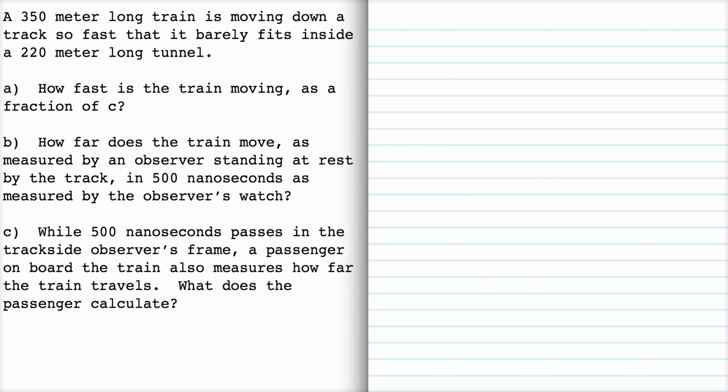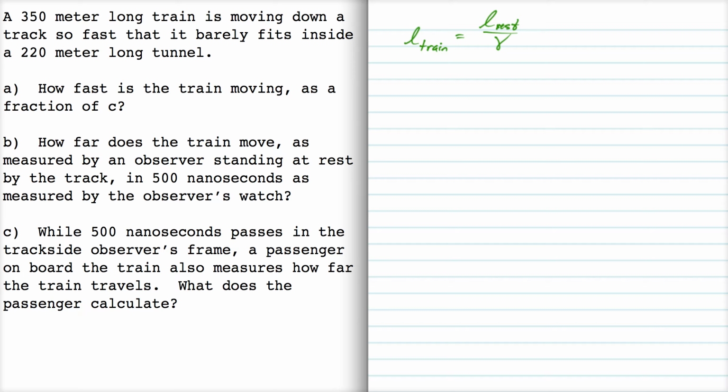Alright, so we got a relativity problem here. And we're given the length of the train. Now, the formula, the way it works, is that we say that the length of the train in the train's frame, that's the proper length, is equal to the length measured in the, I guess we could call it the rest frame, divided by gamma, right?